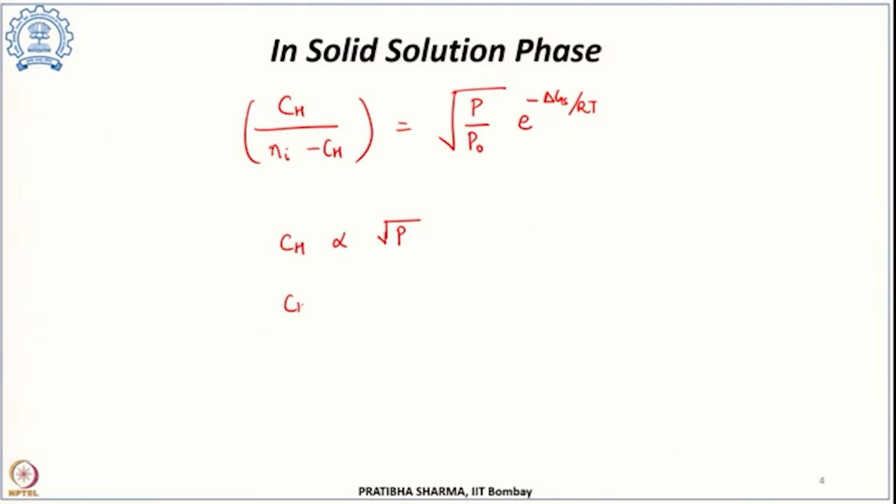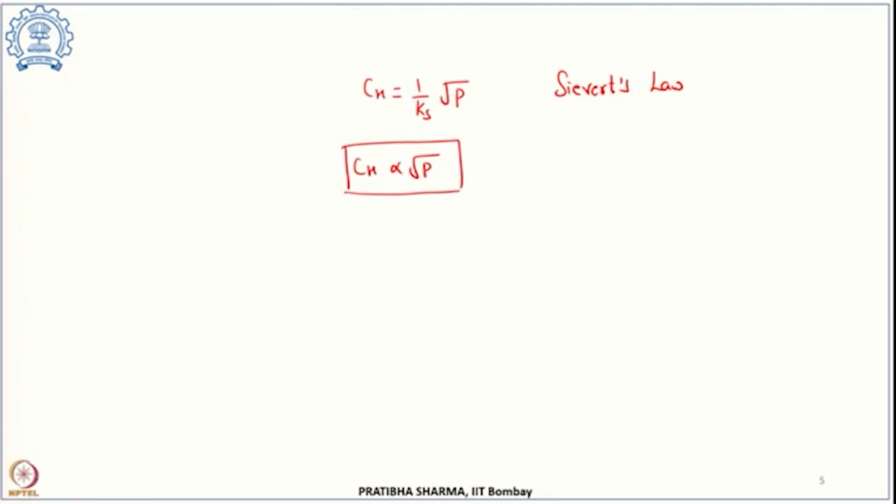So this is the expression of Sievert's law, that Ch, the concentration of hydrogen, is equal to 1 upon Ks times root of P, where Ks is a temperature dependent constant. That is what is known as Sievert's law. So under low concentration, this is the relationship followed by the concentration with the pressure.